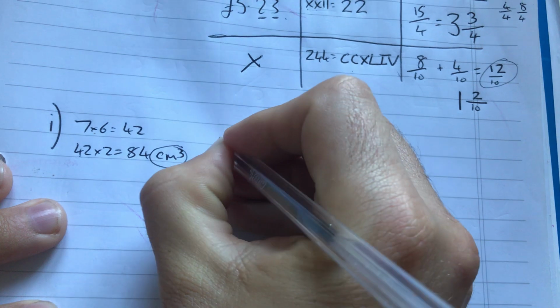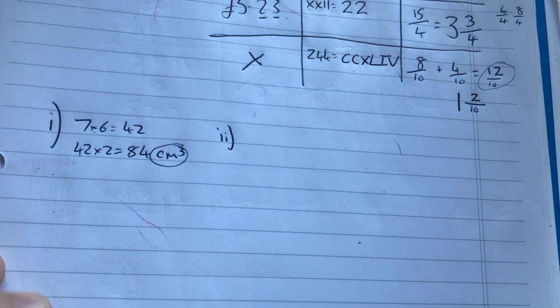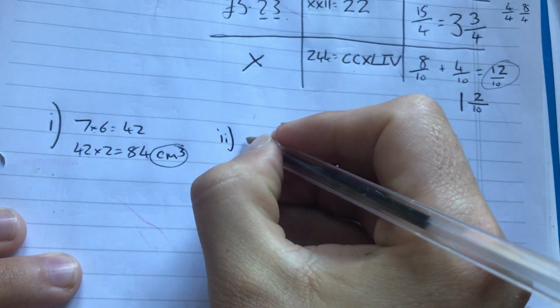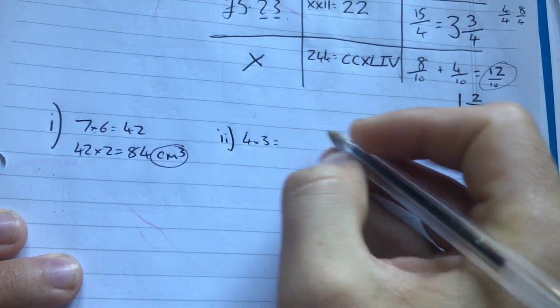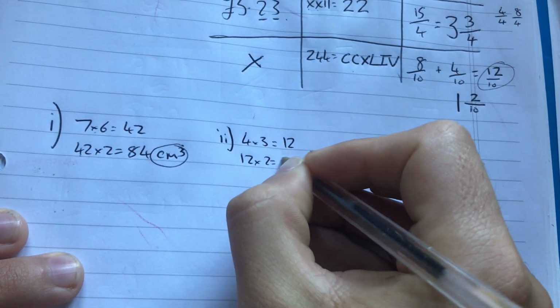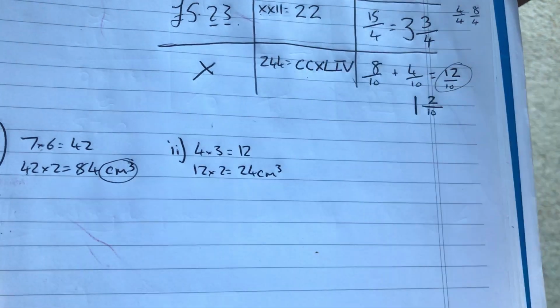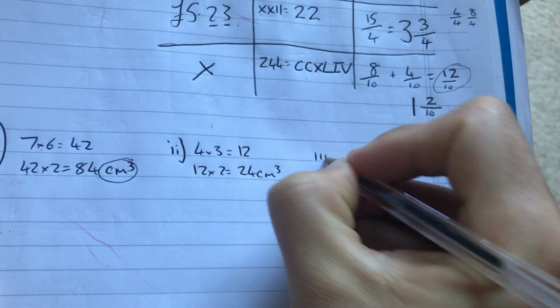The next one. Number 2. Doesn't matter which way around we do it. Let's do 4 times 3, which is 12. And then 12 times 2, 24 centimetres cubed. You should be laughing at these. Number 3.